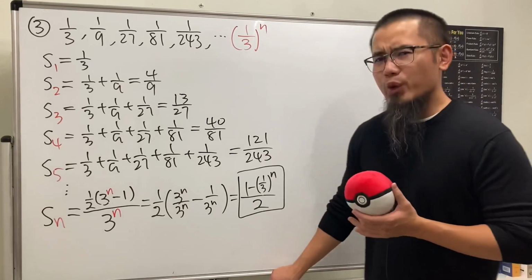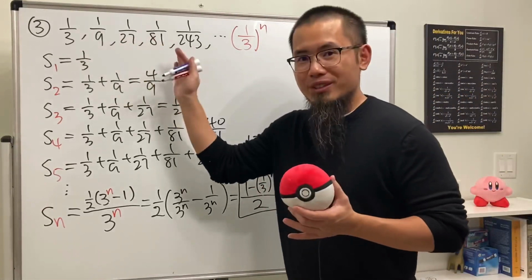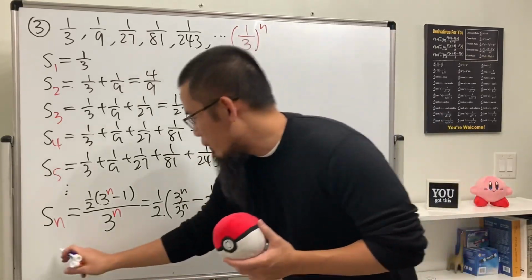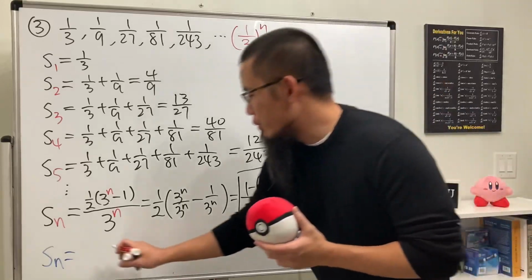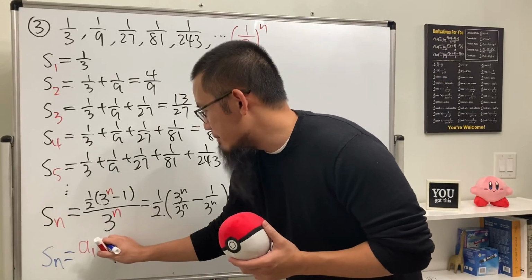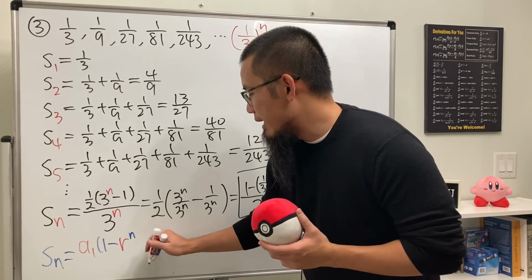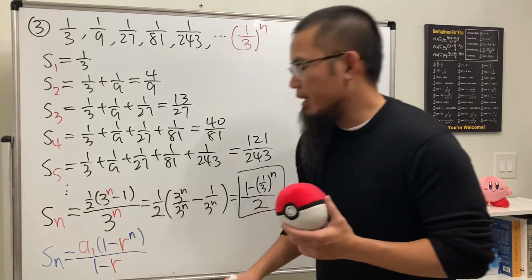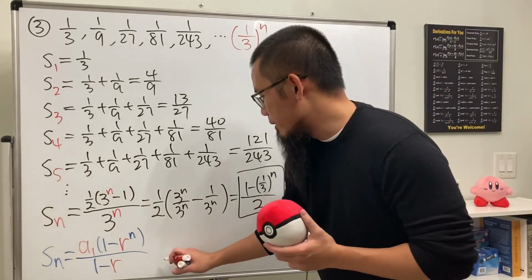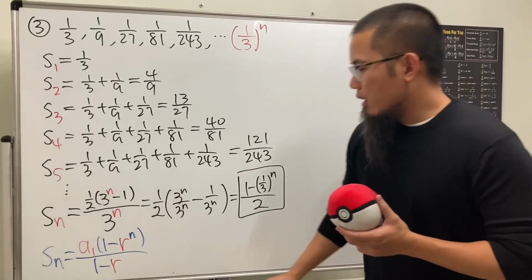So this right here will be a formula for the Sn. Now, what's a quick way to do this? This only works for geometric sequence when you add them up, alright? So I will write this down for you guys. Sn is actually equal to A1 times 1 minus r raised to the nth power, and then divided by 1 minus r. And again, this is only for geometric series, alright? So when you add them up, then that's the idea.